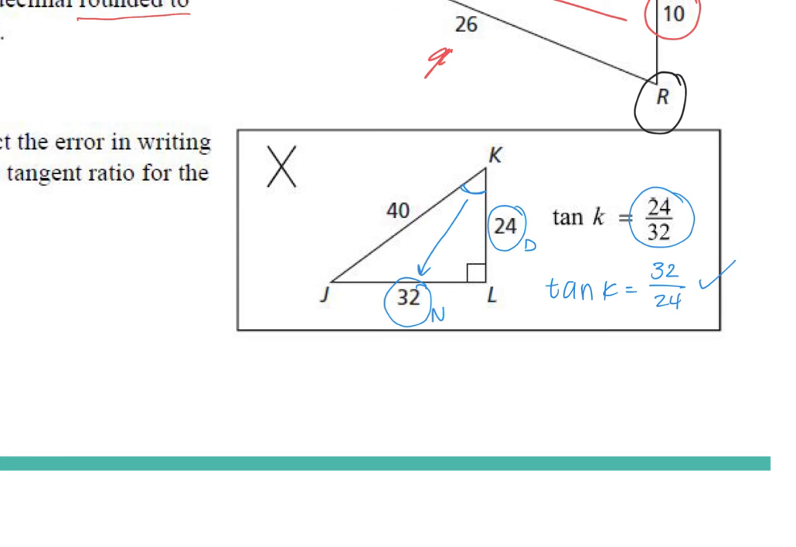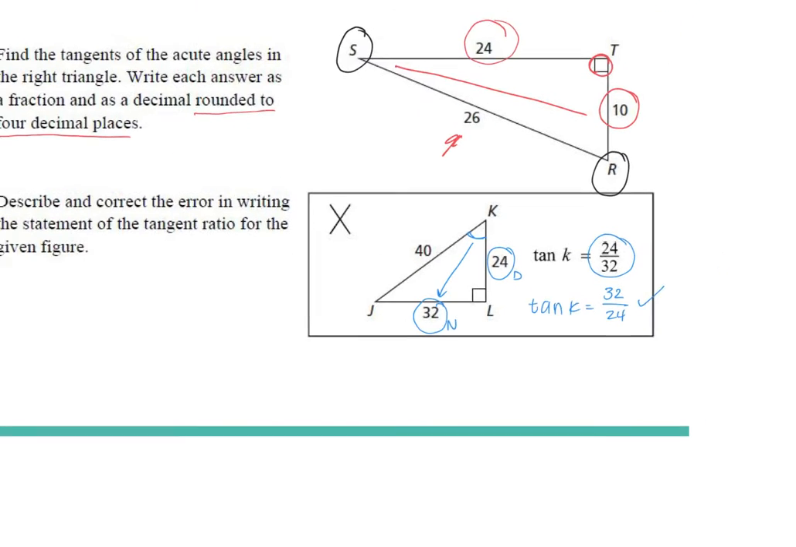Why don't we use the 40? Because the hypotenuse is not adjacent to K. Very good. It is our hypotenuse. We don't use the hypotenuse for tangent. Okay? Any questions on either of these? Ask now, people.